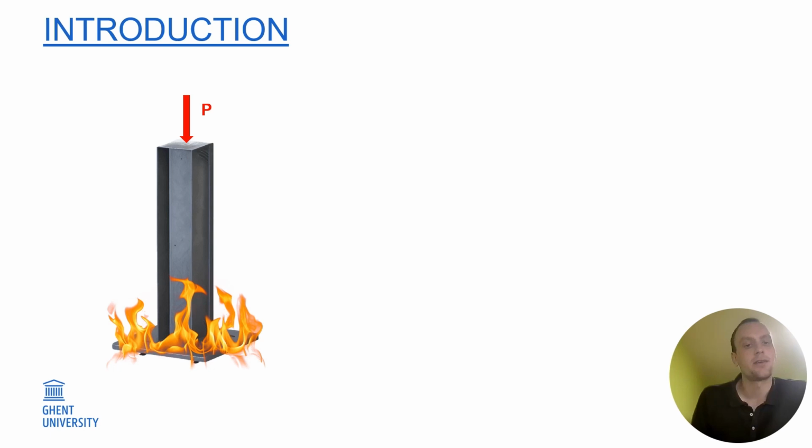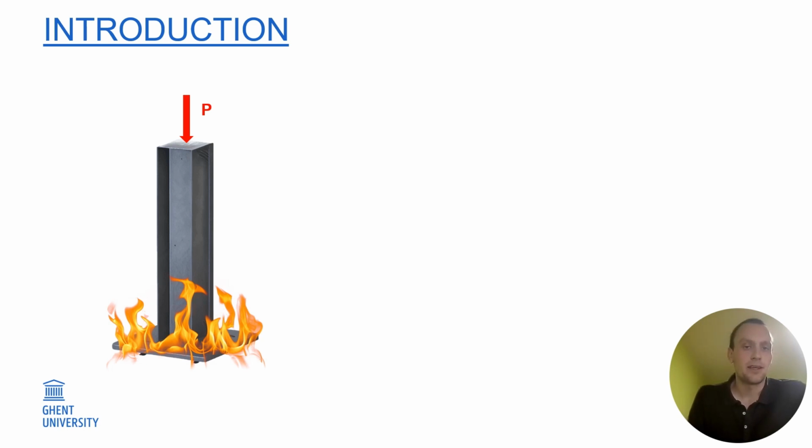This column is exposed to fire and loaded with an axial load. We can do it in two ways. Either we do it in a deterministic way. This is quite straightforward, quite simple, but on the other hand, we cannot really quantify the confidence that we have in our design. And the second way is a probabilistic way, which is more difficult, but it does allow us to quantify the confidence that we have in our design.